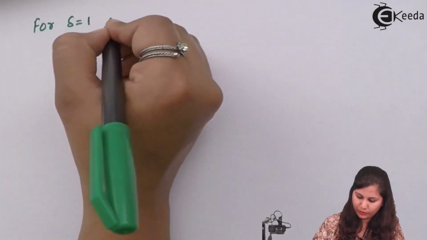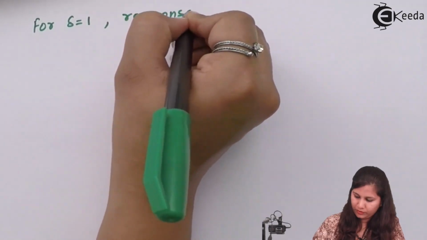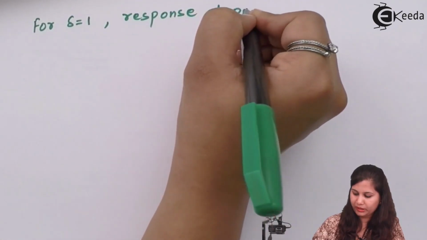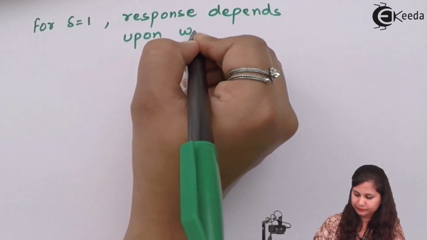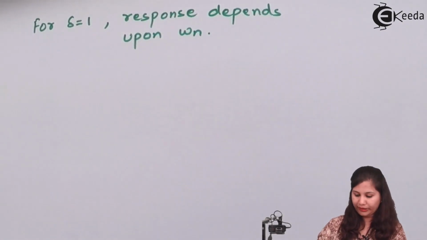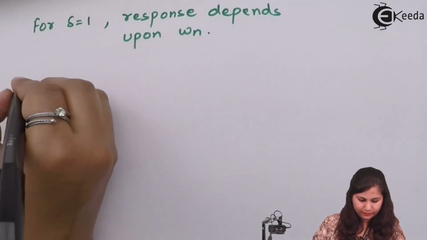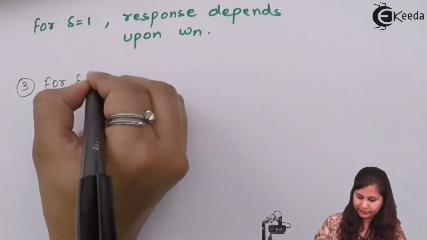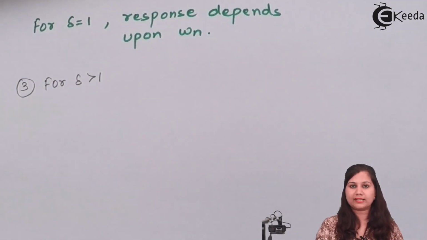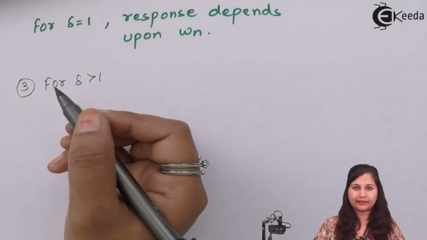For del equals to 1, the response depends upon omega n. Now we are going to take the third value for del, that is, del greater than 1. We have considered del less than 1, and del equals to 1 we have also considered. Now we will take del greater than 1.